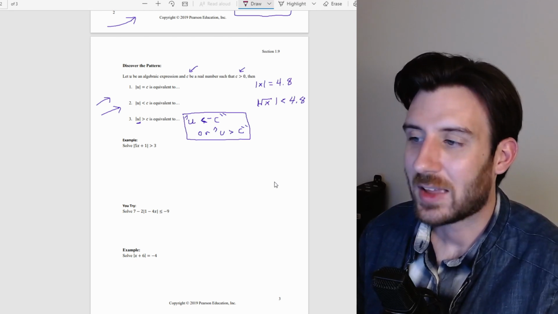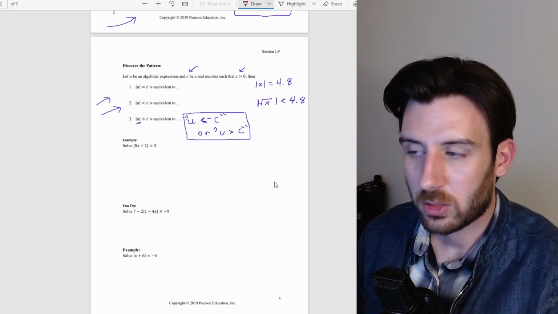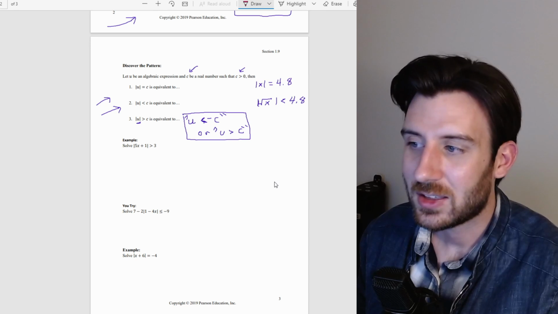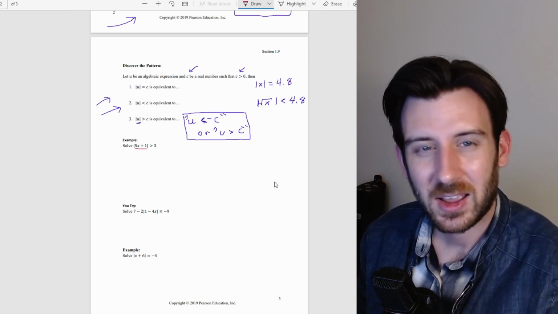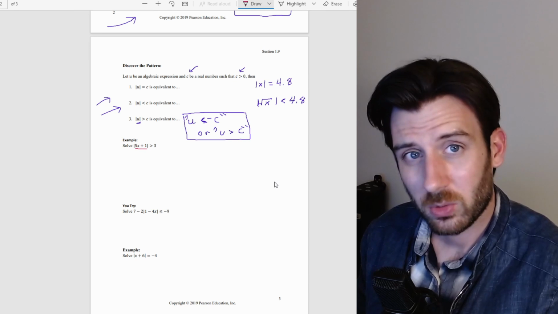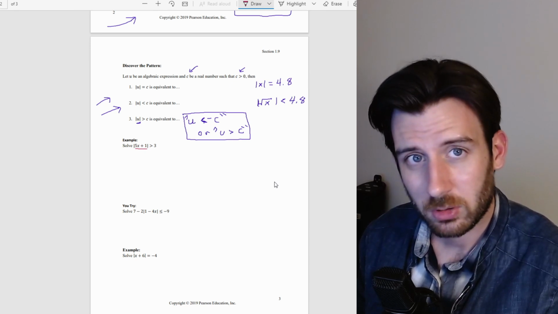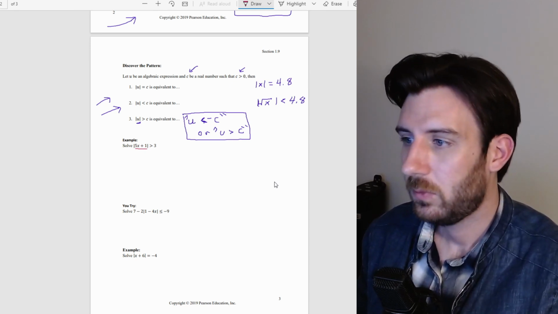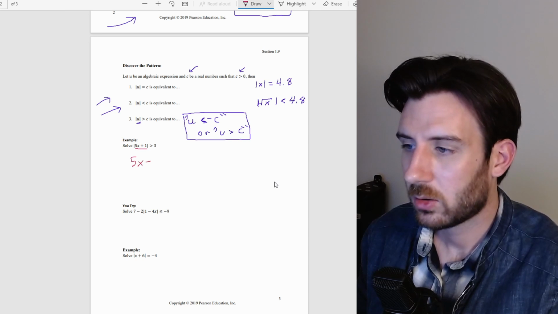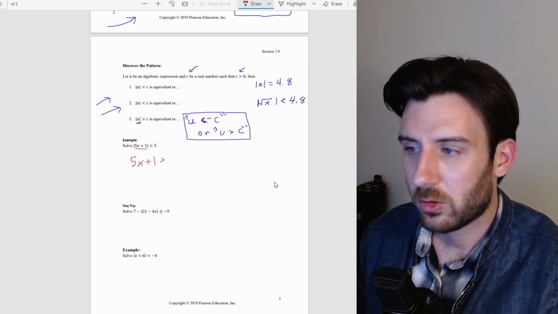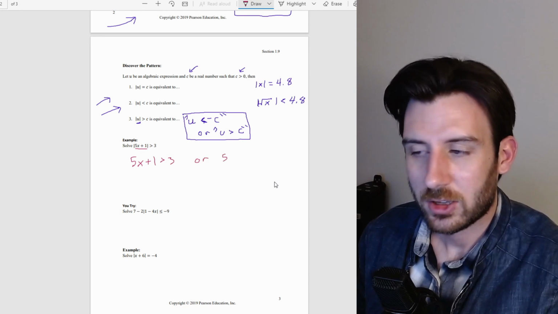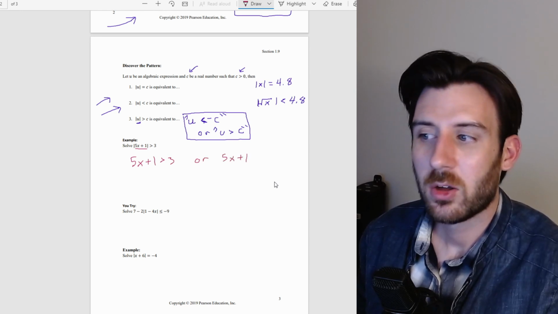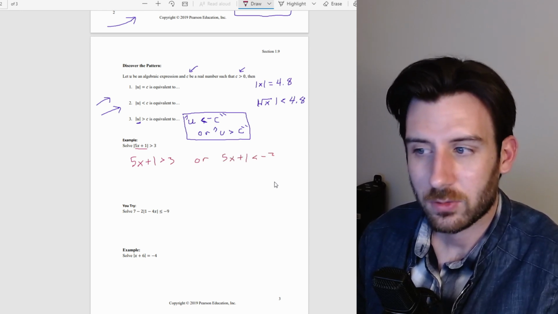So solve the absolute value of 5x plus 1 is greater than 3. What this means is that the inside expression, this 5x plus 1, has to give me a number, and that number has to be more than 3 units away from 0. So that means that 5x plus 1 has to be further to the positive than 3, or 5x plus 1 has to be further to the negative than negative 3.